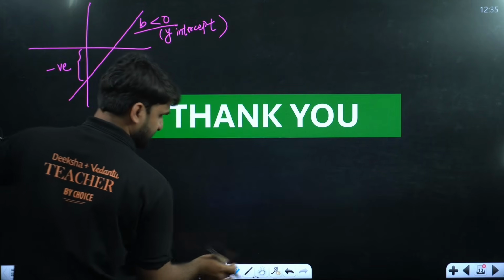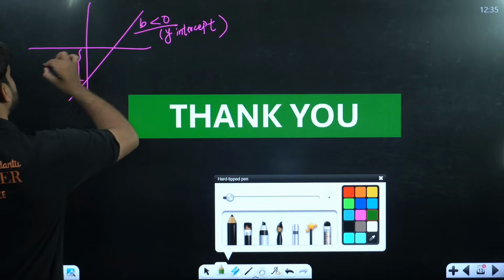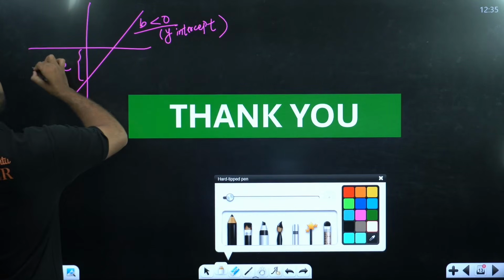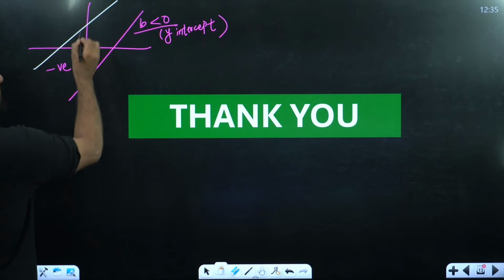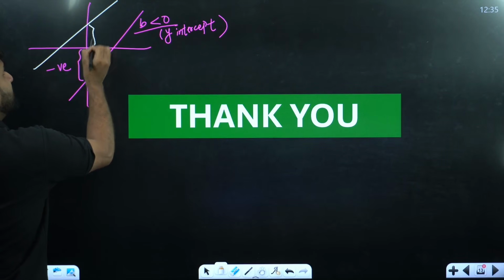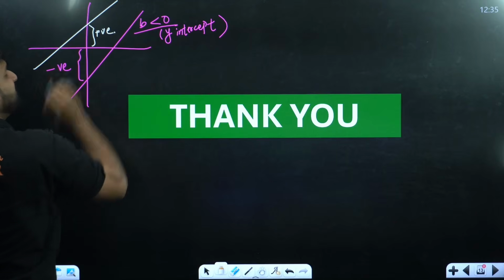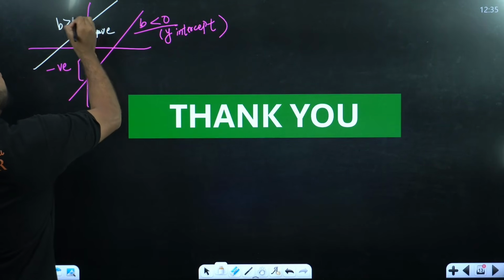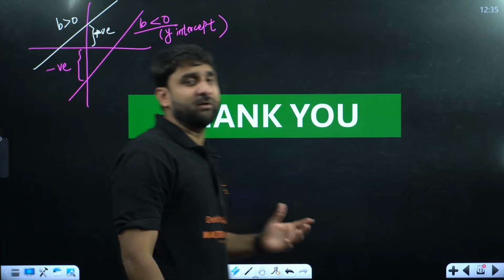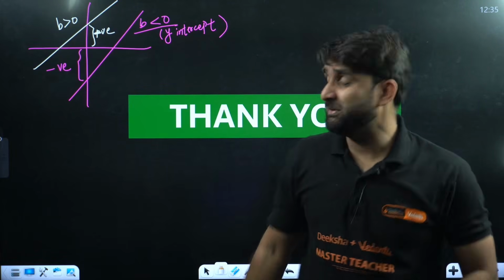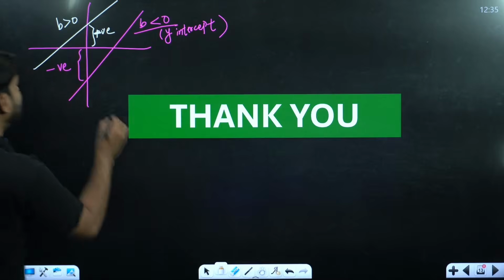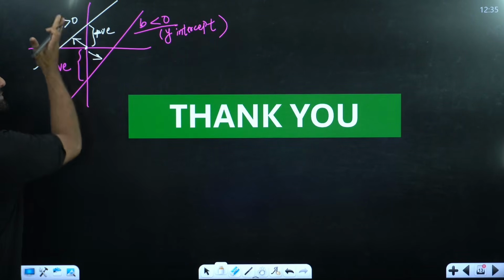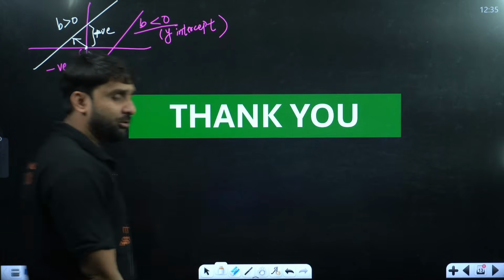And if the line is this way, in this form, the y-intercept has become positive. And if the y-intercept is positive, it indicates that B is greater than 0. So this is B. B decides the y-intercept. So B decides whether the line will be here or here, stepping down or stepping up. So this is all about B.